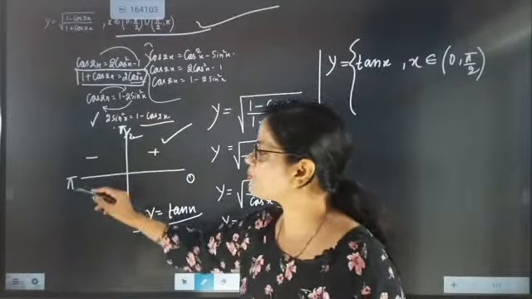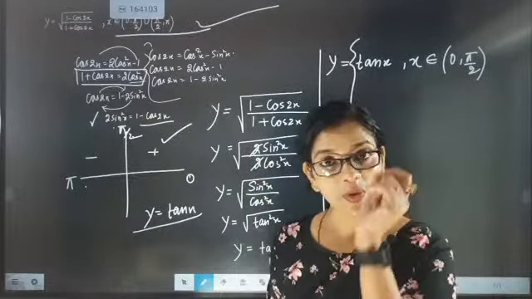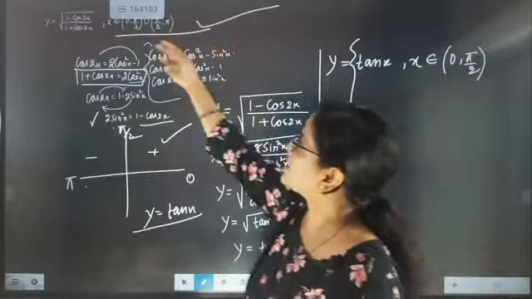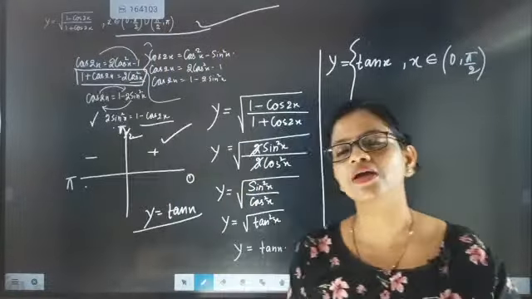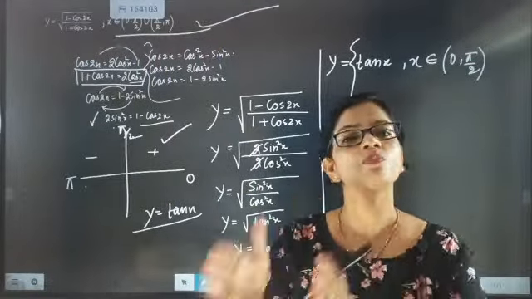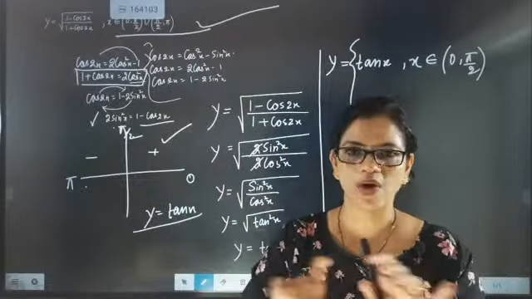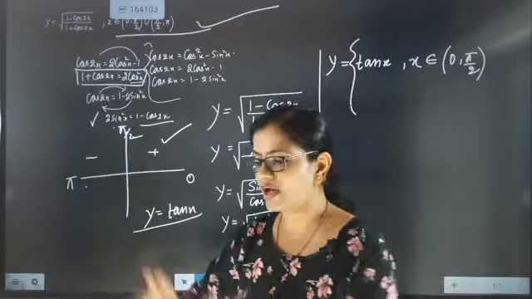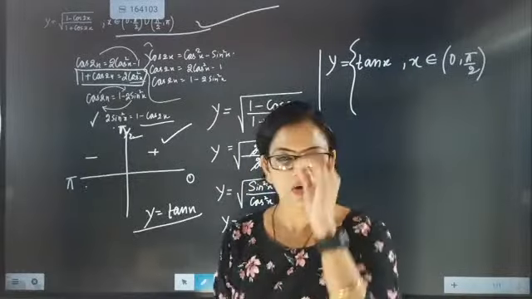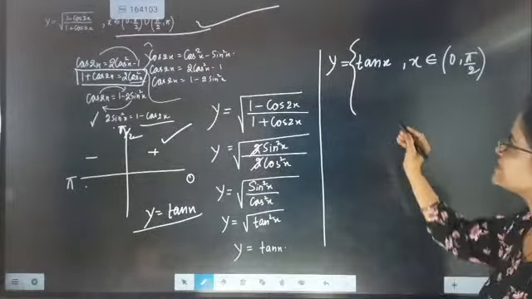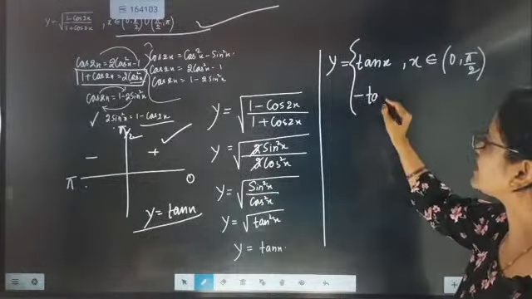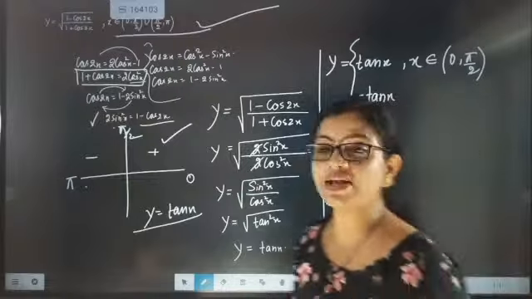Next part, when x is in pi by 2 to pi, because they have given in the question itself that x is exactly the union of 0 to pi by 2 and pi by 2 to 180. One interval has one value, another interval has another value. Don't play hurry burry, play safe. So here it will become minus tan x. Why am I writing minus tan x?